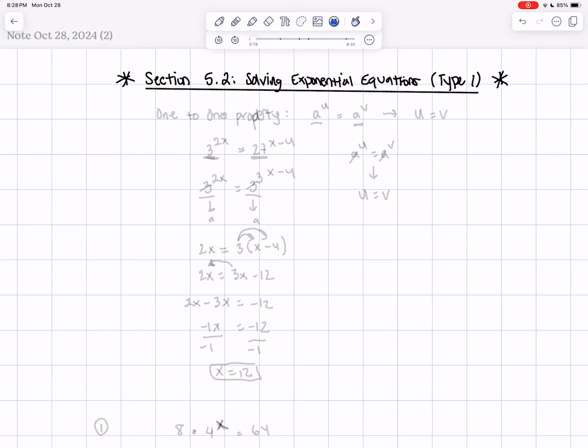For this section, we have a property called the one-to-one property, which states that if you have a to the u is equal to a to the v, which then translates to u is equal to v. Well, what does that mean? Let's use the example problem from the textbook.